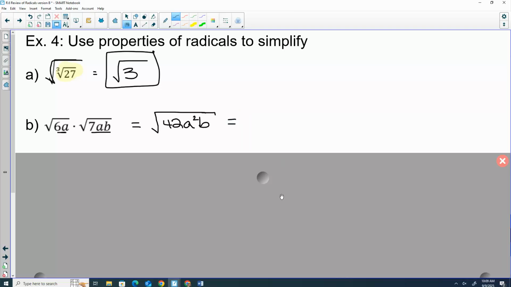Now, do any perfect squares go into 42? No, it can be 1 and 42, 2 and 21, 3 and 14. 4 doesn't work, so it's not going to break down into any perfect squares. So we just keep the 42 under the radical. If I have 2 a's, how many groups of 2 can be formed? 1. So 1a comes out. There were none left over, and we only have 1b, so it's not enough to make a group, so it just stays. So it's the square root of 42b.